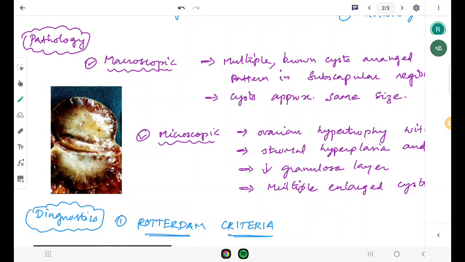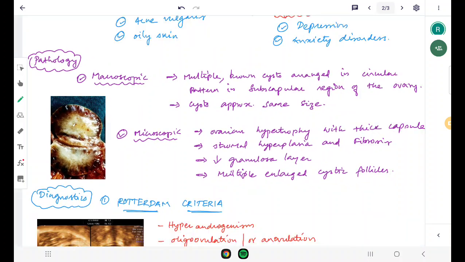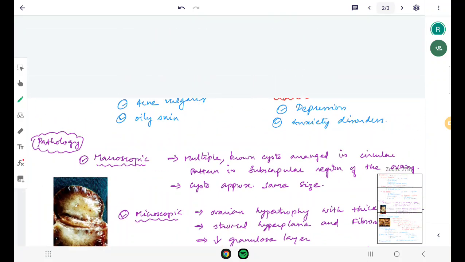Coming to the microscopic presentation, we can find ovarian hypertrophy with a thick capsule, and there is stromal hyperplasia and fibrosis as well. And because of PCOS, there is a decreased granulosa layer as well, right?